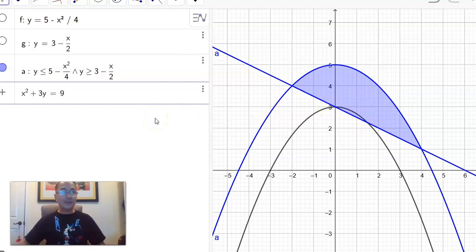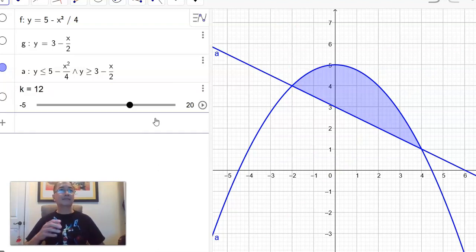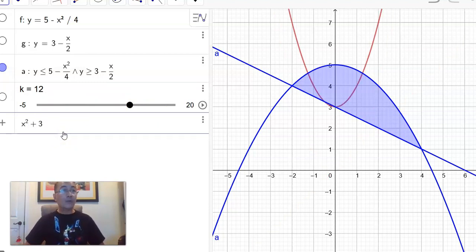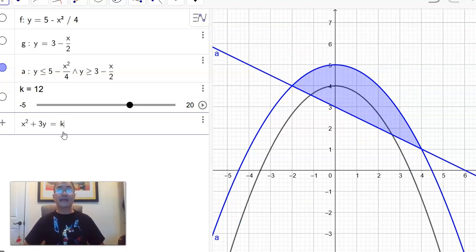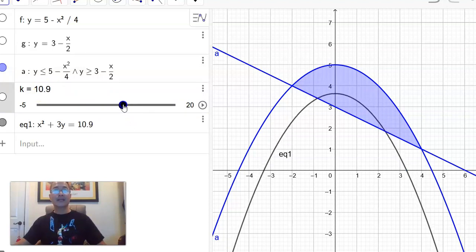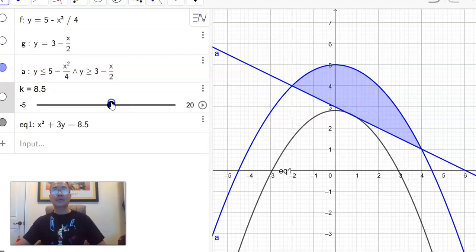Okay, so let me show you a way by which we can play with that even more. Okay, so we're going to have a slider. So let's just say k equals 12. Ooh, okay. So we got a slider over here. And I'm going to make x squared plus 3y equals k. Ooh, all right. So right now our k is at 12. Okay. You move the slider. Oh, it's called a slider because you can slide it left and right. Ooh. So here you go.